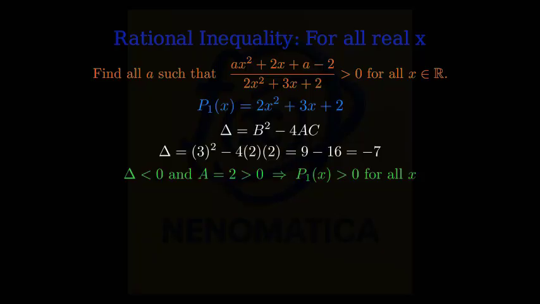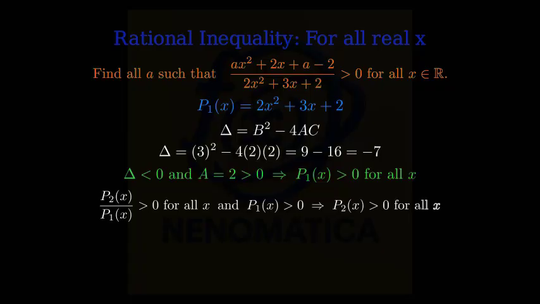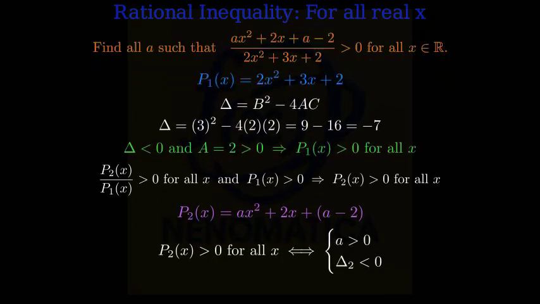Step 2. Because the denominator is always positive, the entire fraction will be strictly greater than 0 for all x if and only if the numerator is strictly positive for all x. Let p2 equal ax squared plus 2x plus a minus 2. A quadratic is strictly positive for all real x if and only if its leading coefficient is positive and its discriminant is negative. So we require a greater than 0 and delta sub 2 less than 0.